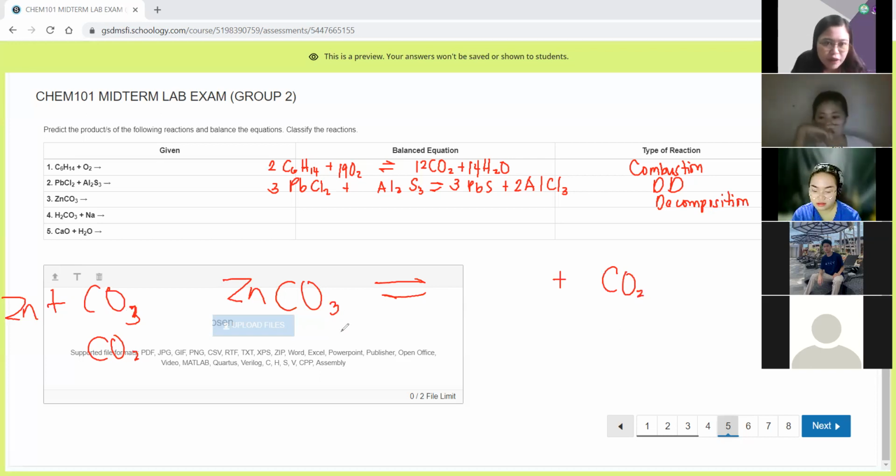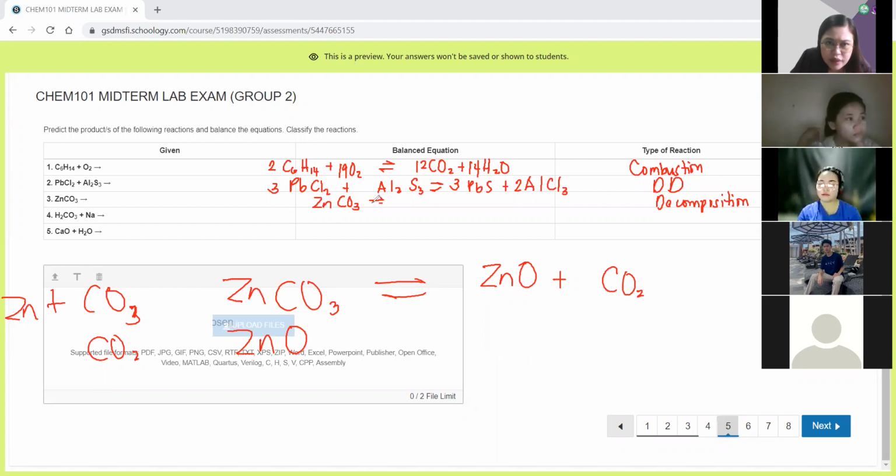So if you remove carbon and one oxygen, what remains is one oxygen and the zinc. So they can become a compound. We have what we call zinc oxide. So this will be the next product. Again, it will be the next product. And if you look at the reaction, this one is already balanced. So this is the correct answer there. Zinc carbonate will decompose into zinc oxide plus carbon dioxide.